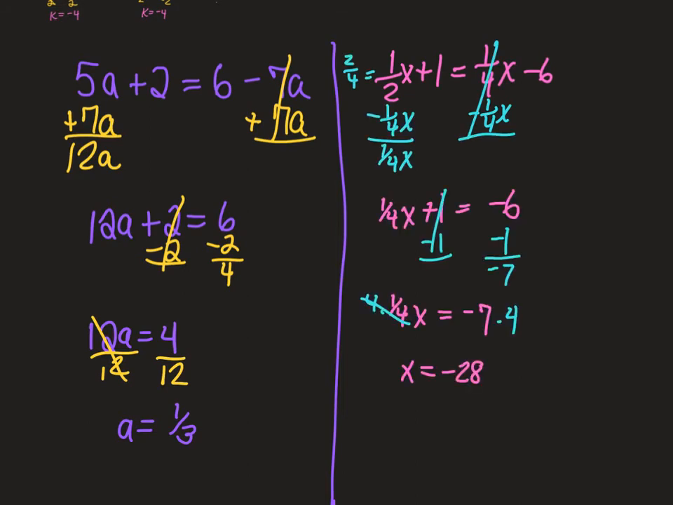Did you get negative 28? X equals negative 28. So I subtracted a fourth, I got common denominators. Then I subtracted 1, I got negative 7. And then I multiplied by 4 so that these would cross out, and I end up with negative 28.